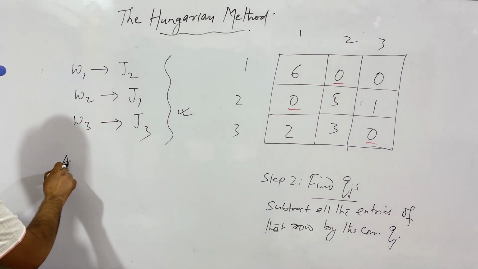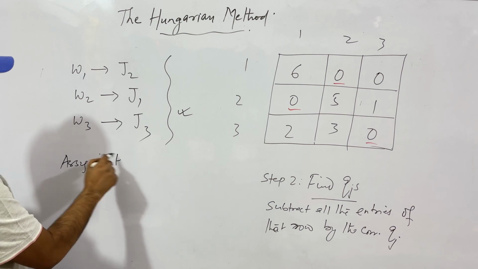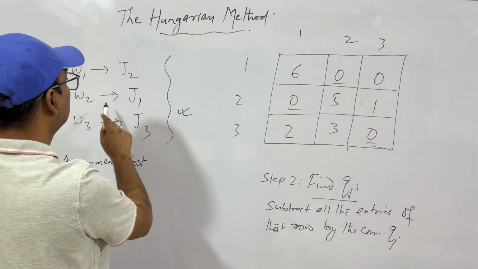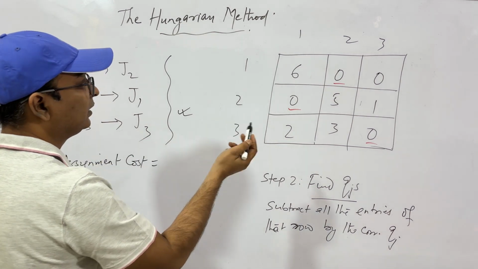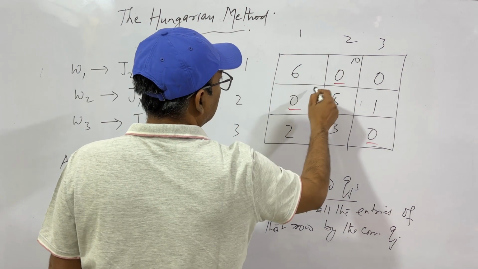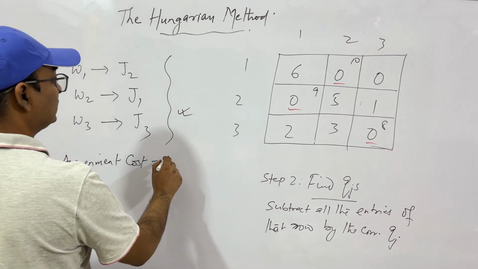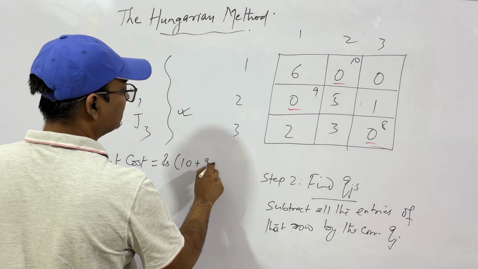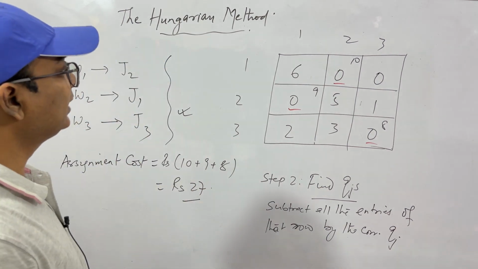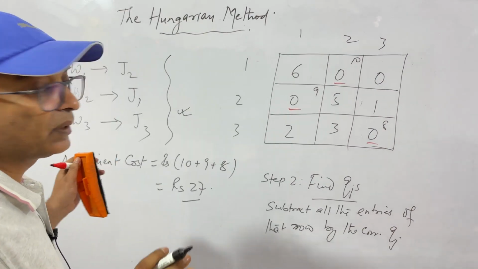And if you want to know what is the assignment cost, you will just have to see what was the cost. That is worker 1 for job 2, worker 2 for job 1, and worker 3 for job 3. You can see back, I am also looking what was the rate. 10, 9, 8. So this was 10, this was 9, this was 8. So this is rupees 10 plus 9 plus 8. That is rupees 27. So the minimum cost of assignment is 27. So it is as simple as this.